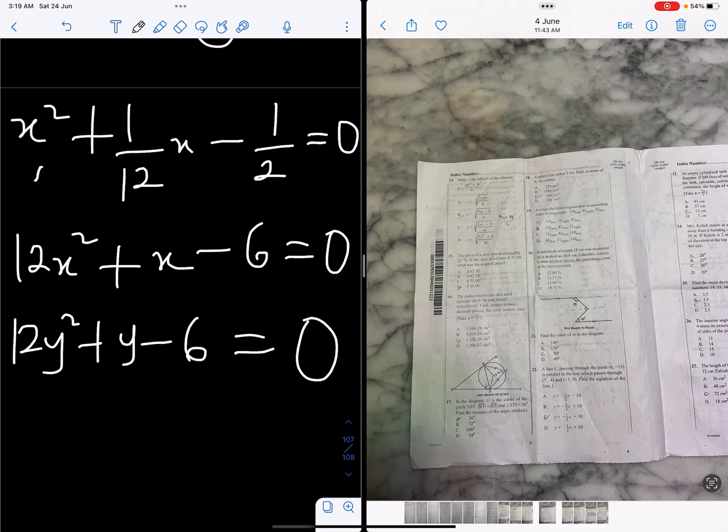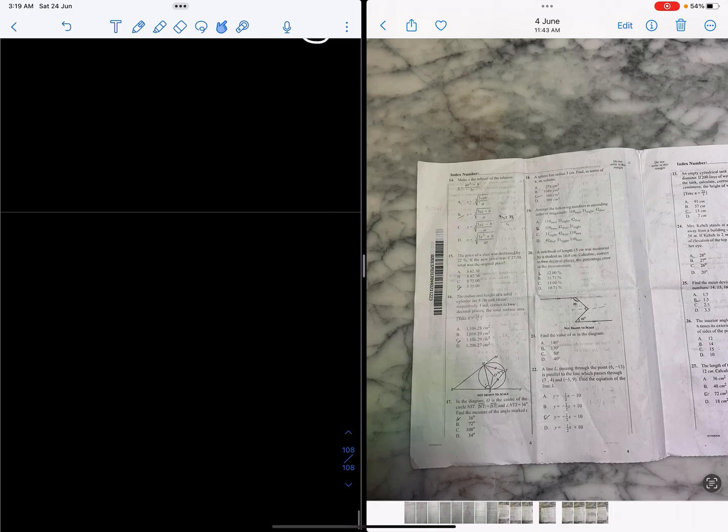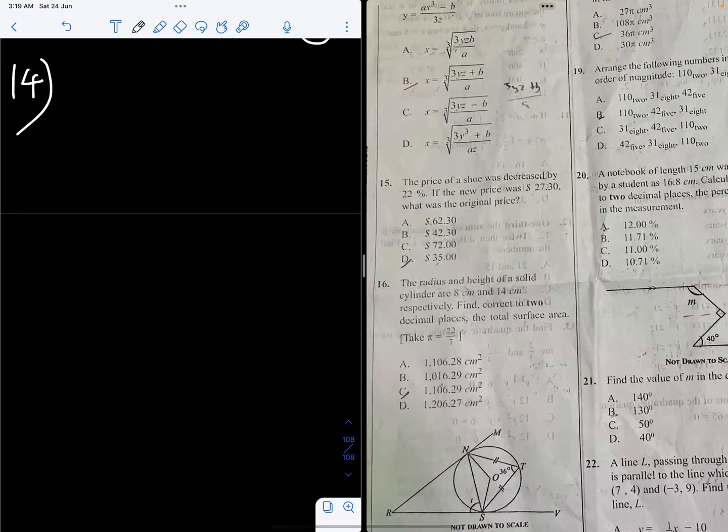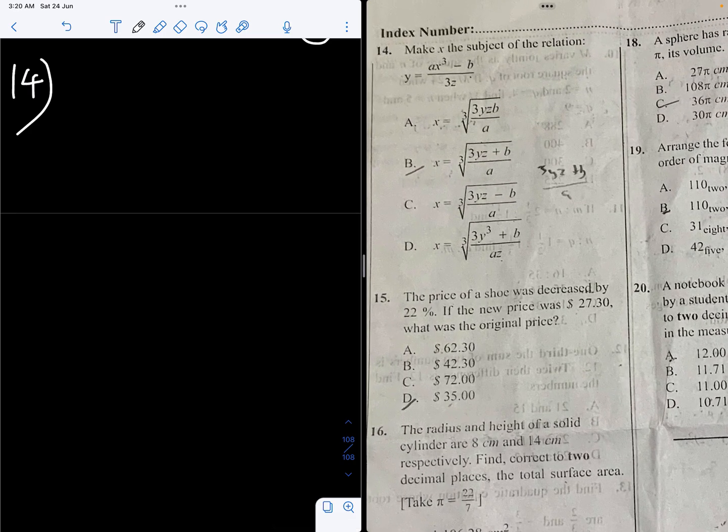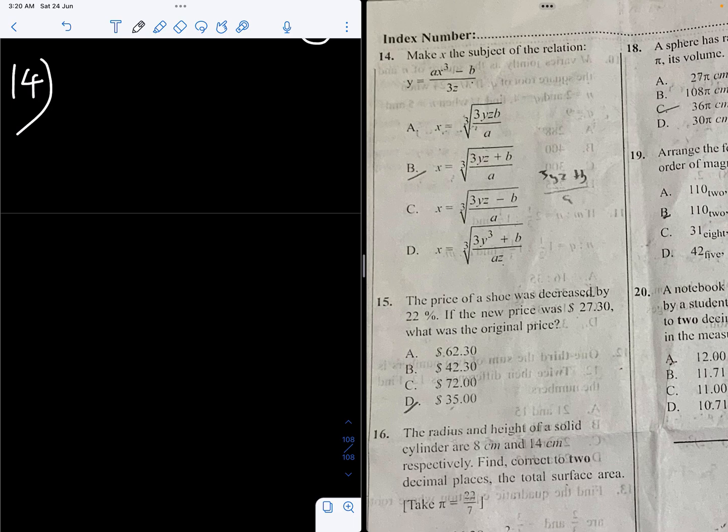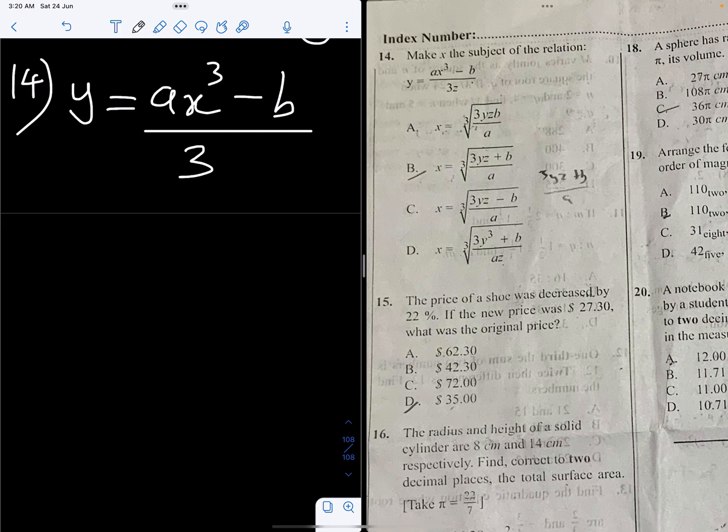Now let's go straight to the next, and that's number 14. Let's see the question. Make x the subject of the relation y equals ax cubed minus b all over 3z. We want to make x the subject.